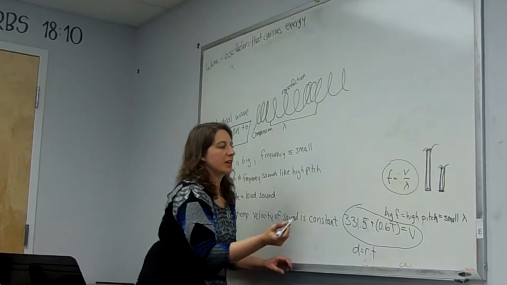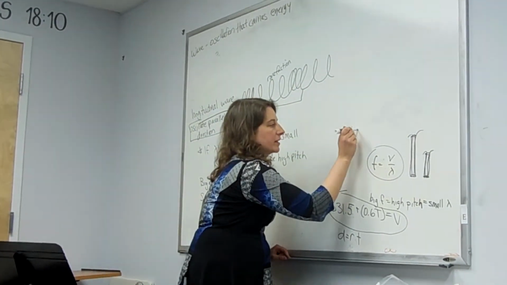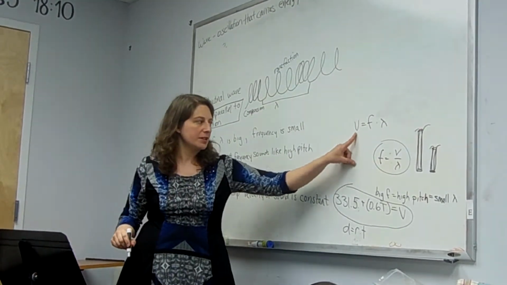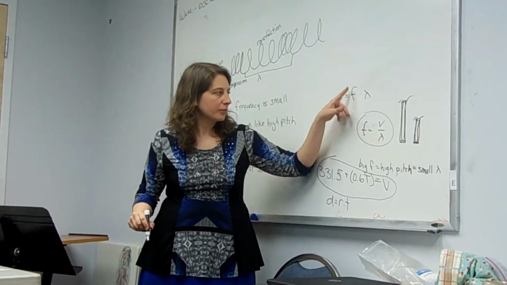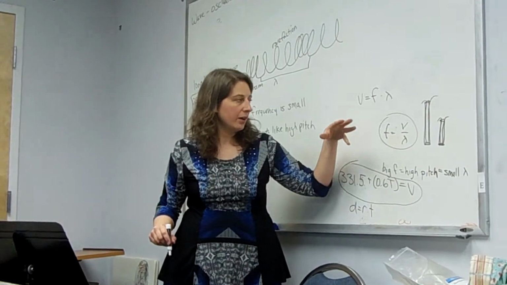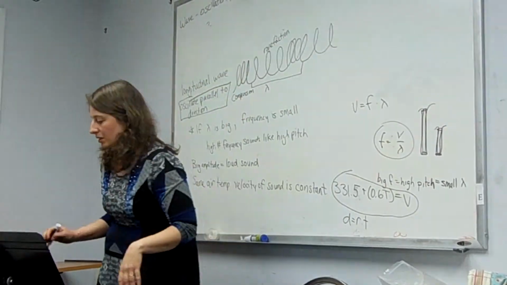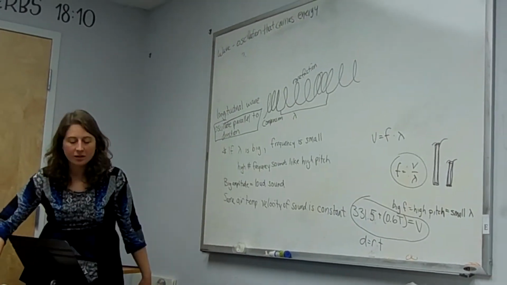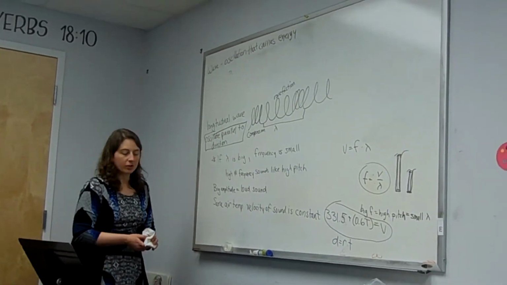And you can rearrange that. You could just say velocity is frequency times wavelength. And then you can see if velocity is constant, if frequency goes up, wavelength has to go down, right? They're inversely related. Thank you. Sure. So that kind of covers stuff from last week in general.